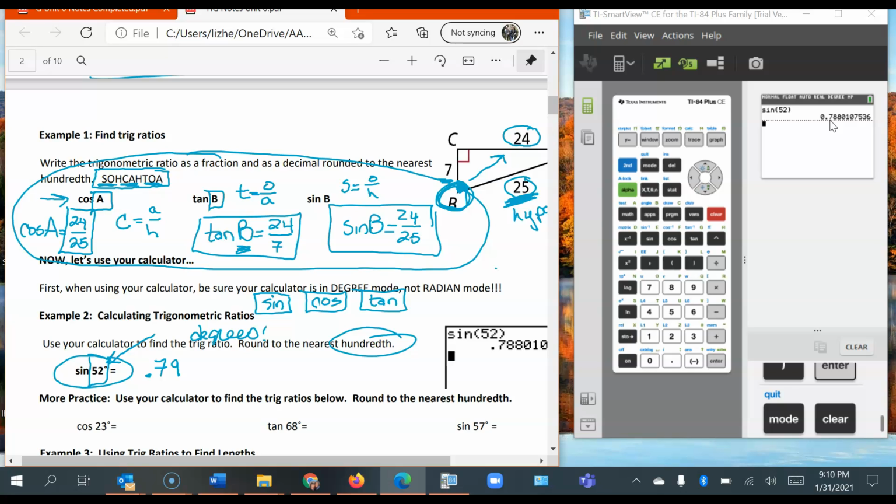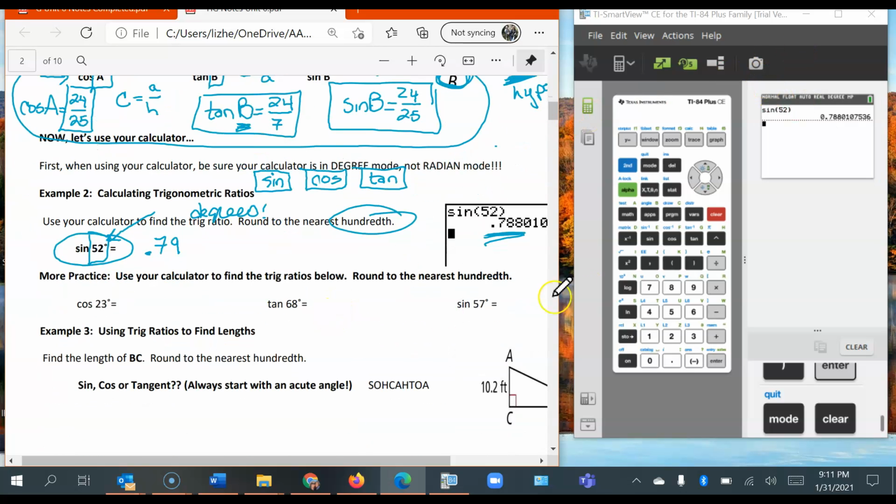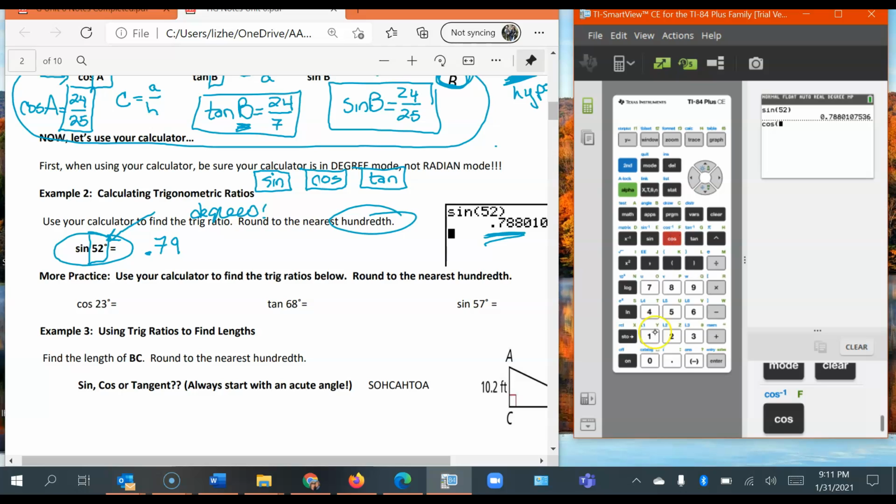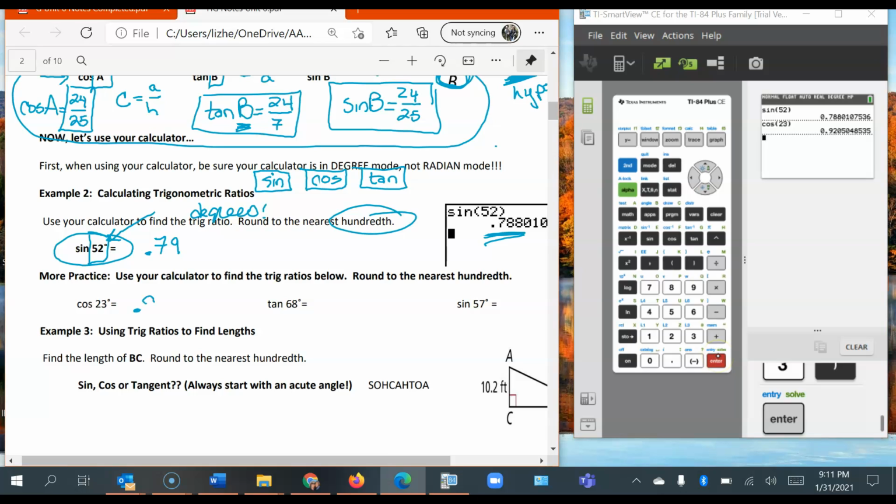Let's do another one. Okay, more practice. Use your calculator to find the trig ratios below. Round to the nearest hundredth. So this is super simple. It's just practice using your calculator. So for cosine of 23, we hit cosine 23, close your parentheses, hit enter, and you get 0.920, which would be rounding to 0.92.